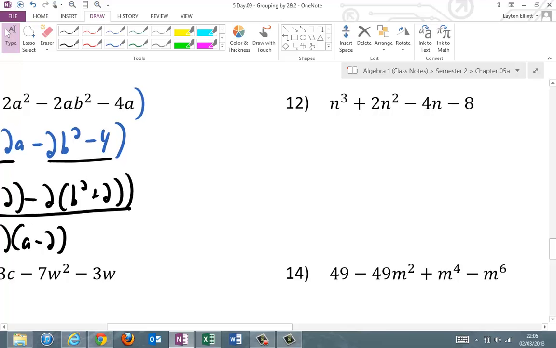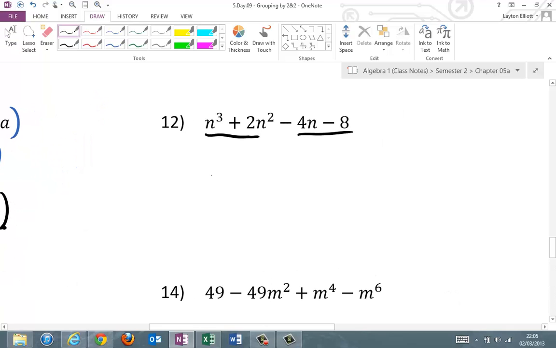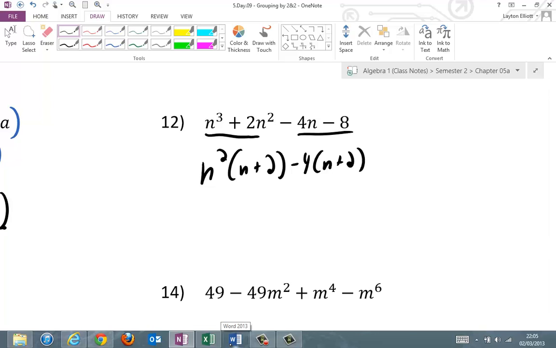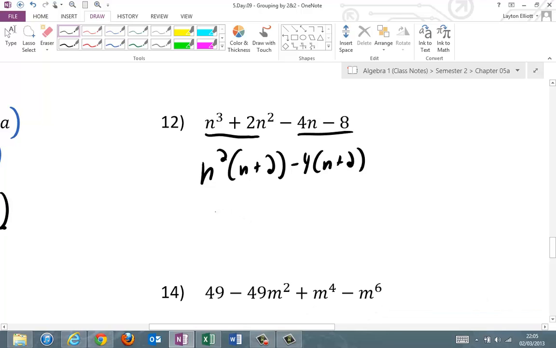Number 12 is an example of a descending order polynomial. I know those can take an n squared out, and these can take a 4 out. No greatest common factor. So let's look at the parts. I can take the greatest common factor out of that part, leave behind an n plus 2, and then I can take a negative 4 out and leave behind an n plus 2. And then finally, when I take out an n plus 2, that leaves behind an n squared minus 4.